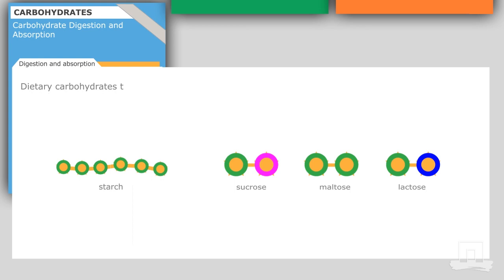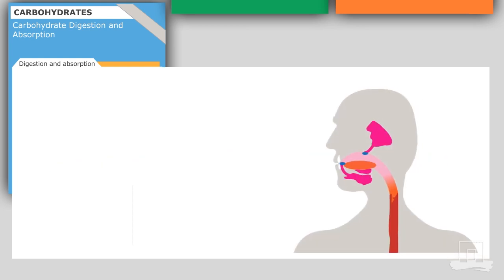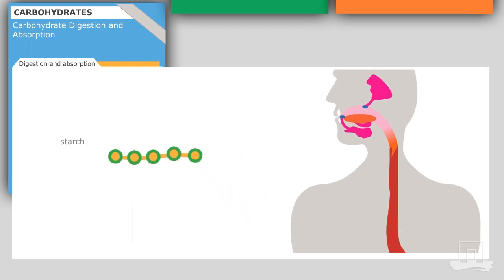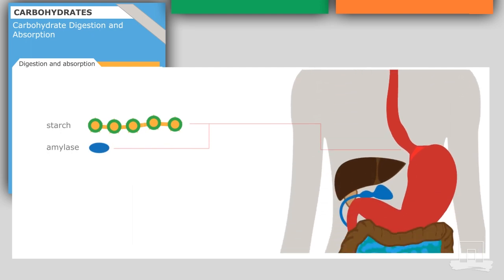Now let's start in the mouth. We know that we produce saliva, and saliva contains an enzyme called amylase. Amylase is able to break down starch to some degree. But as soon as you swallow the food and it enters the stomach, the salivary amylase is quickly inactivated by the acidity of the stomach, and no further digestion takes place.